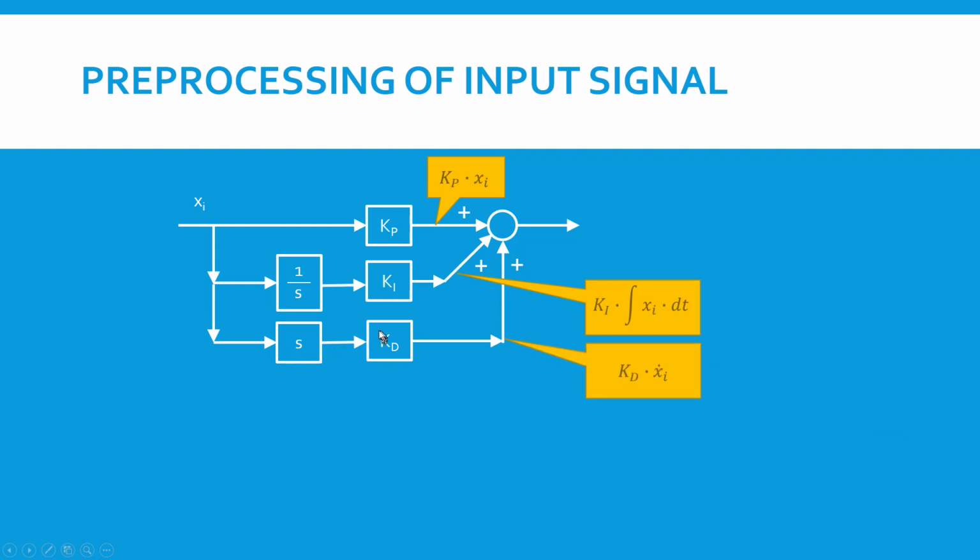And then we multiply it by the derivative gain of the controller, and we get the derivative action, or the derivative contribution of the controller. And then we sum all those together, so the total control action is the sum of those three actions.